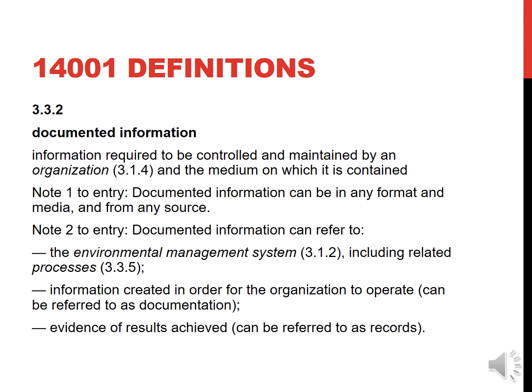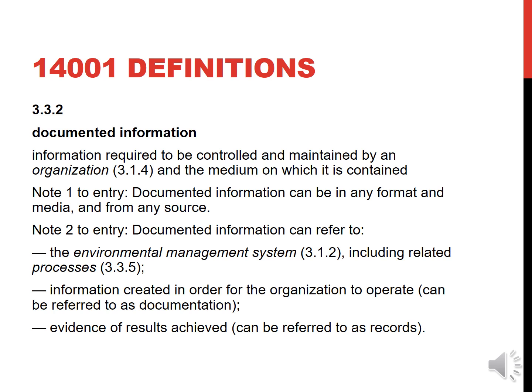The third part here is documented information. We're going to see this again and again throughout the standard. Documented information is information required to be controlled and maintained by an organization and the medium on which it is contained. So it's the paper as well as the information on it. Documented information can be in any format, any media, from any source, videos, recordings, things like this. And documented information can refer to the environmental management system, which we'll see in a minute.